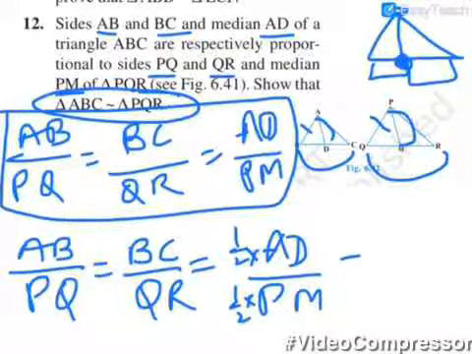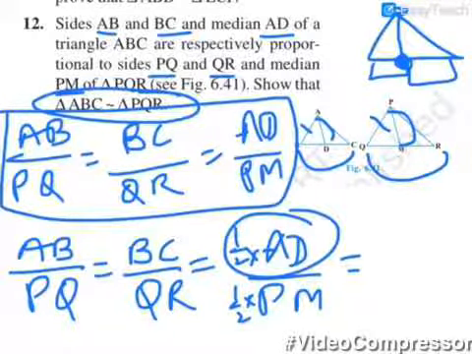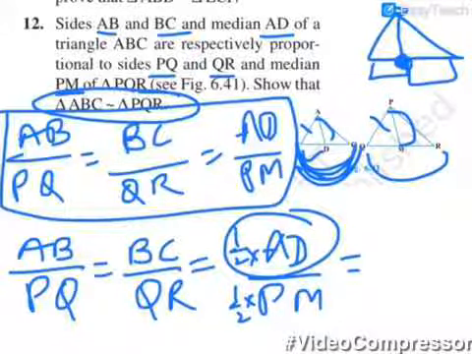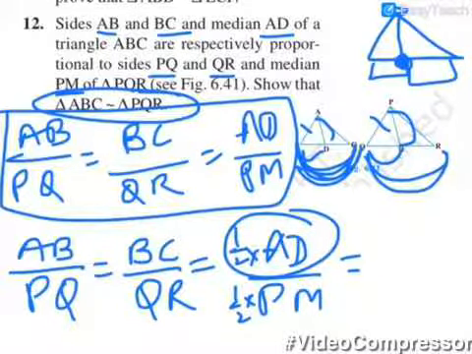Why did we do this? Because half of AD is what? I'm sorry, we will not do it here. We will do it in this bigger side, that is BC, so that we will get half of BC, BD, and half of QR, QM. So the same thing we will not do here, we will do here. Let's wait and do it once again.